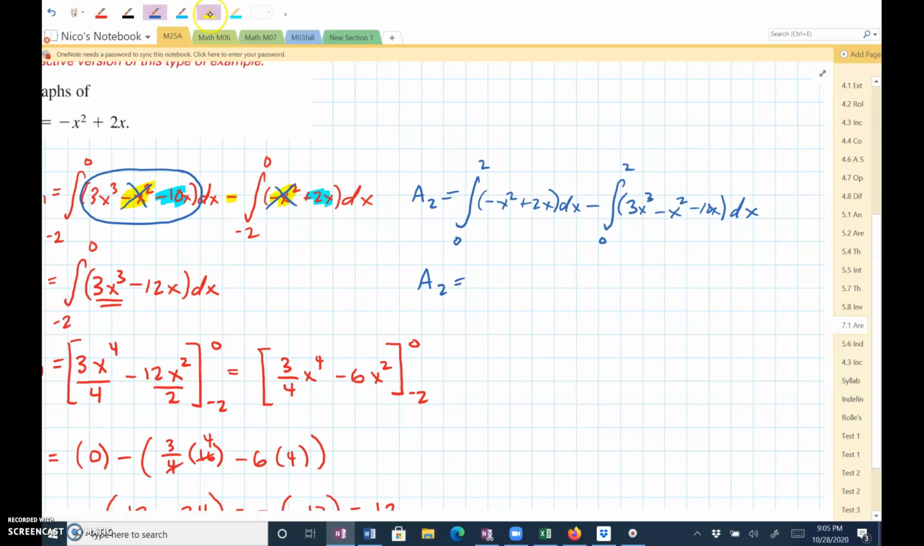And now again combine like terms, so negative x squared minus negative x squared, those are going to cancel out again, and 2x minus negative 10x, that's going to be 12x. And then I still have a minus 3x cubed dx.